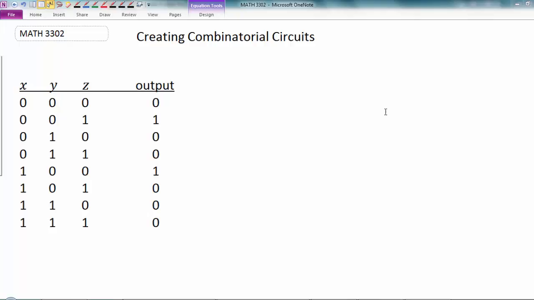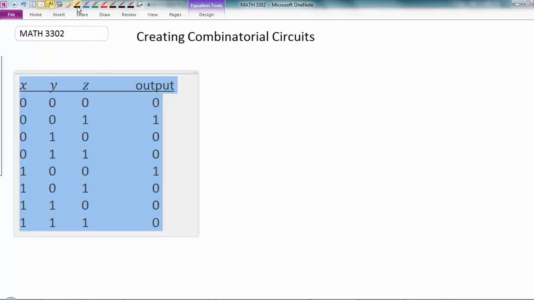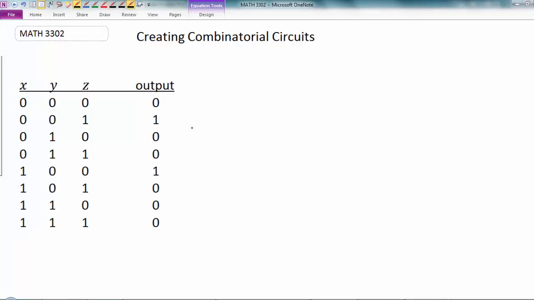Here is a Boolean function with 3 inputs, and we would like to construct a combinatorial circuit for this Boolean function. To do that, we are going to consider the outputs that are 1s, and here we see that there are 2 outputs that are equal to 1. And out of the 8 cases, since we have 3 inputs, we have a total of 8 cases.